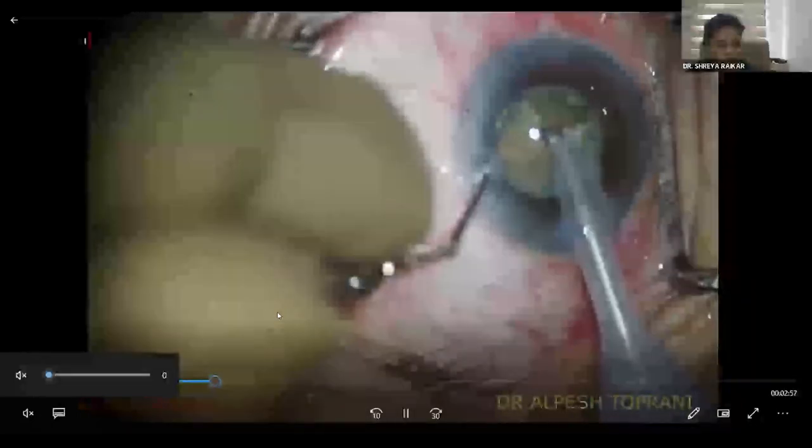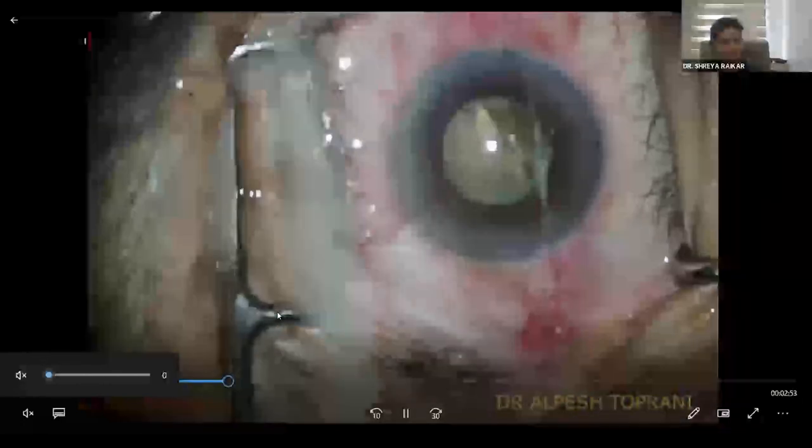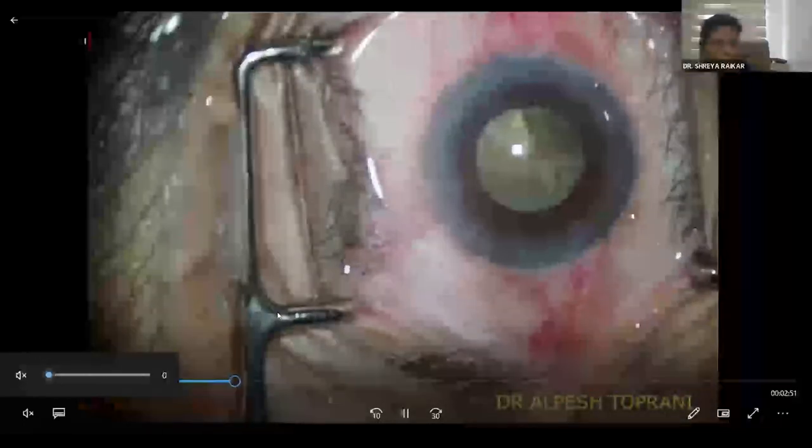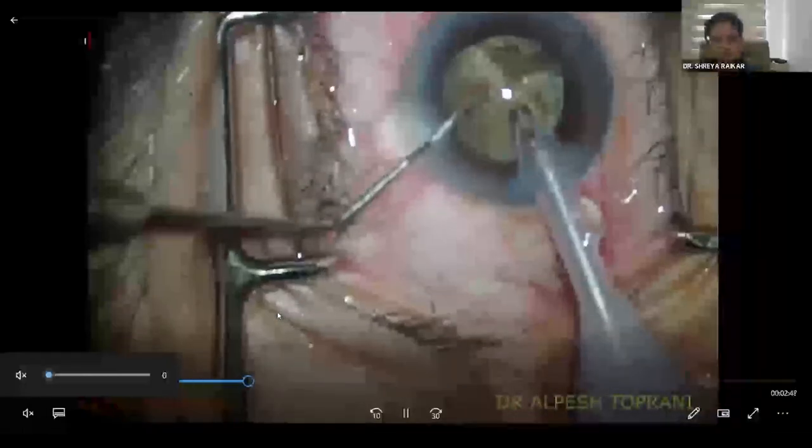In this case, the phaco power was around 70%. The vacuum used was 460 millimeters of mercury and the aspiration flow rate was 36 cc per minute.